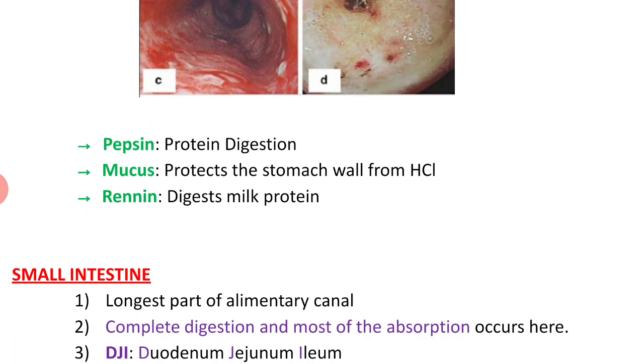There is one more enzyme known as renin, which is mainly present in young children whose main diet is milk. This is a milk protein digesting enzyme, mainly present in children, and its secretion reduces in old age, and that is why old people or aged people, most of them, are not able to digest milk very efficiently.